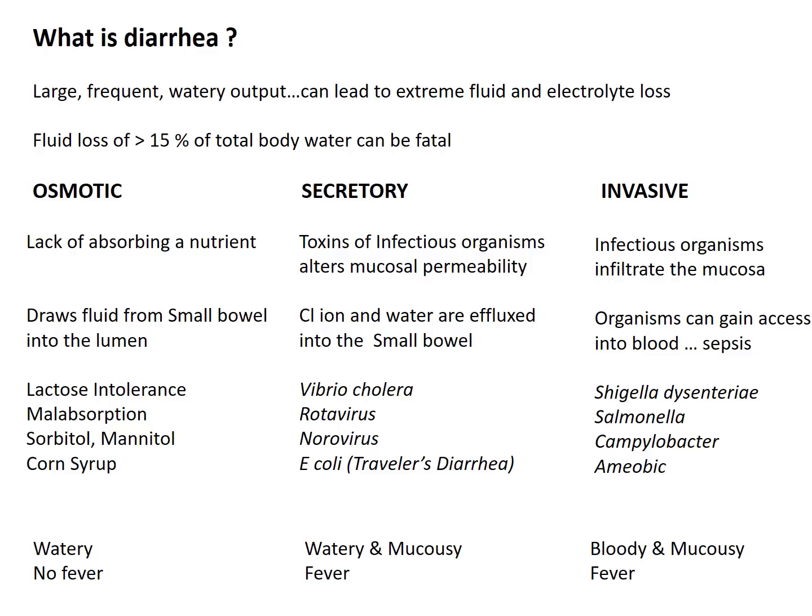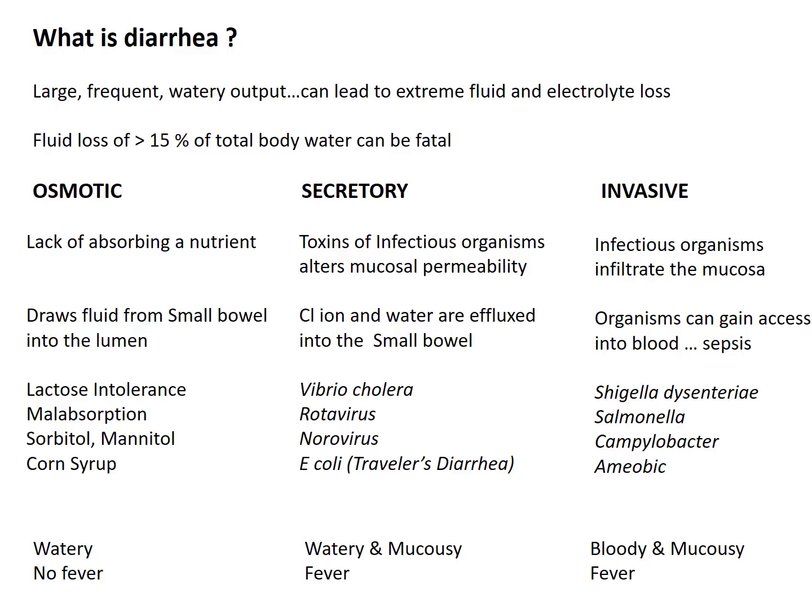Okay, diarrhea. Let's talk a little bit about diarrhea. Diarrhea is large, frequent, watery output of feces, and that can lead to extreme fluid and electrolyte loss. I think we talked about hydration already. You know that if you lose more than 15% of your total body water, that can lead to hypovolemic shock and can be fatal. There's 3 types of diarrhea.